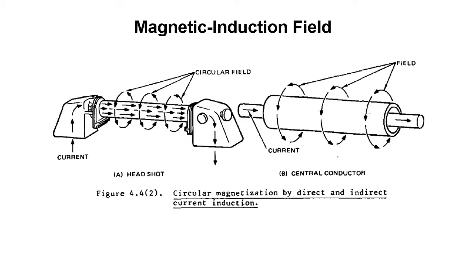In this sketch, you can see there's a couple of different options for inducing a circular magnetic field into a part. In the head shot in A on the left, you're running a current through the part, and it's inducing a magnetic field. And then on the central conductor on B, you're just running a current through a conductor that's going through the part, and then you're inducing a field in that way. And then you would sprinkle your iron powder or your iron filings on there and look for your defects that would show up depending on what your sensitivity is.